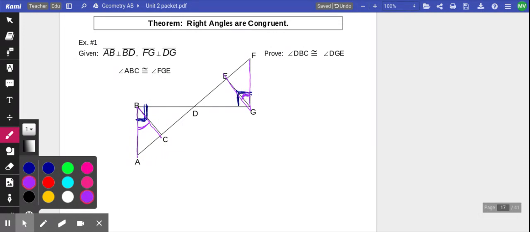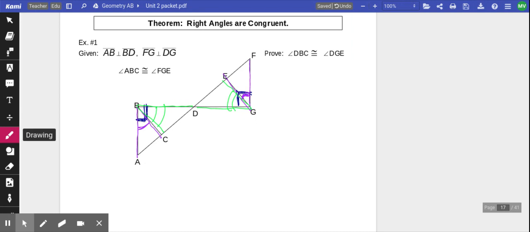And then what we want to prove is DBC, I'm going to use 2 marks since it's a different angle, is congruent to DGE. And notice that I chose kind of an obnoxious color for what I want to prove, so that I remember that's what I want to prove.